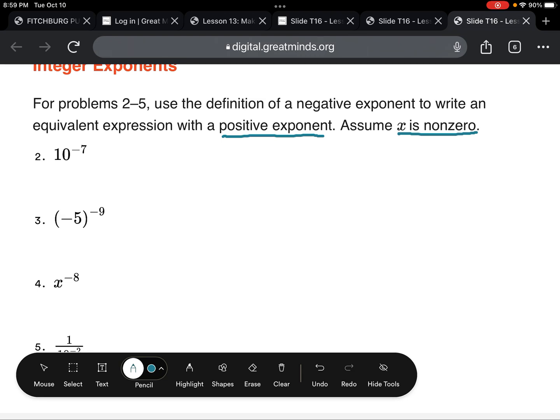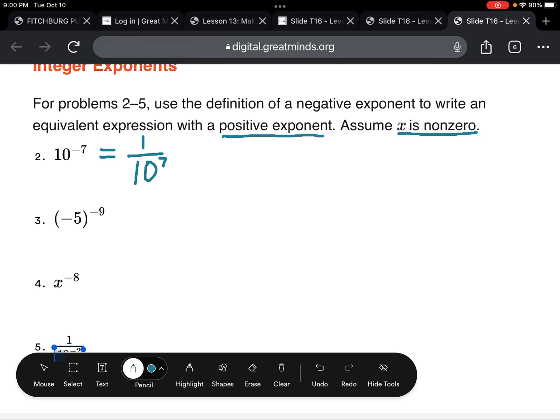We're always assuming that x is non-zero, which just means x does not equal 0. So for number 4, where it says x to the negative 8, we're just assuming that x is not 0. It can be 1, it can be 2, it could be 0.5, whatever it is, it's just not 0. So all we're doing when we're rewriting these as positive exponents is putting 1 as our numerator, and then instead of the negative 7th power, it's 10 to the 7th power in the denominator.